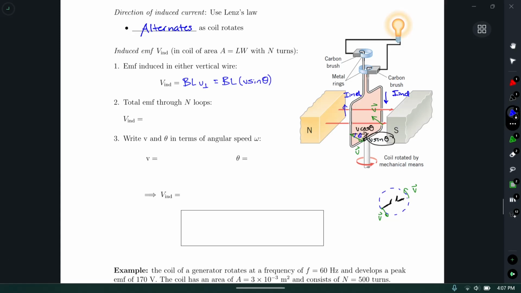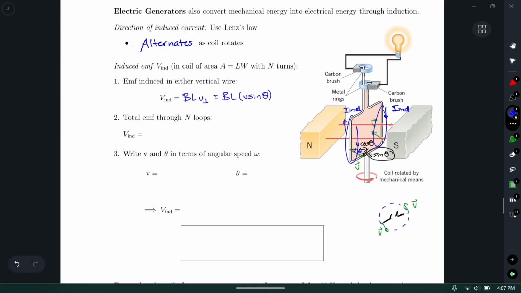To get the EMF induced in both, you will add that together, so you will get twice that for the overall EMF induced in the loop. If we have N loops, or a coil of wire, it will be N times whatever we found for one loop. And so, like we said, it's twice what we found for a single wire.